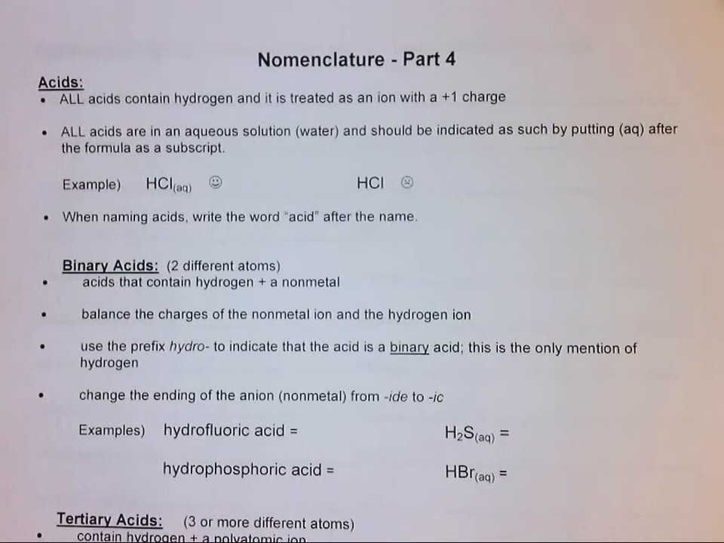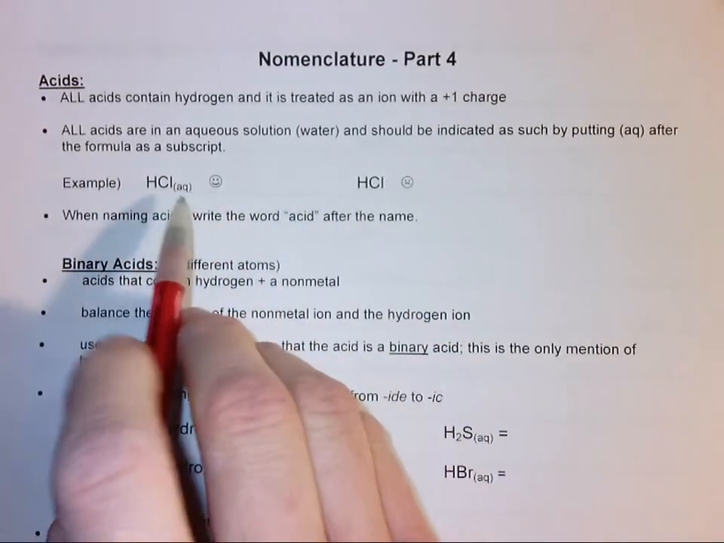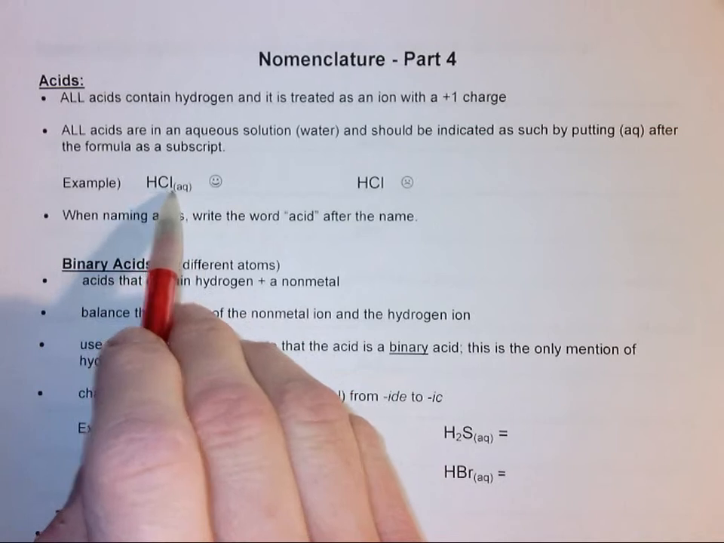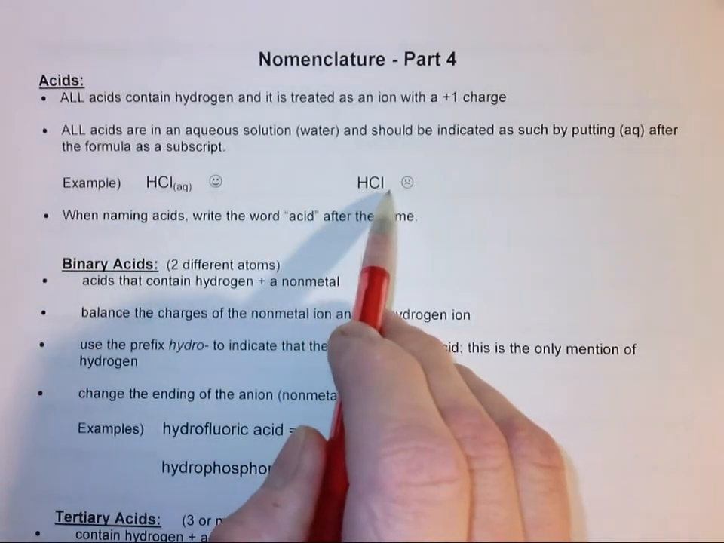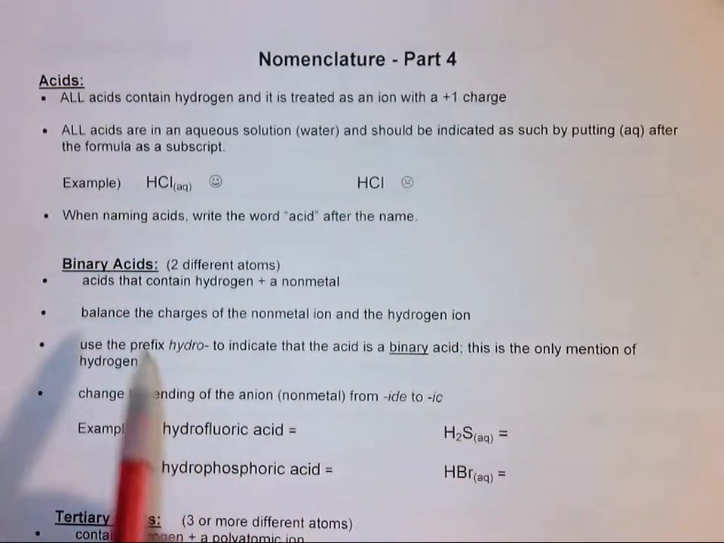All acids for our nomenclature purposes contain hydrogen, and the hydrogen is treated as an ion with a +1 charge. All acids will be in an aqueous solution, meaning they'll be in water, and that should be indicated by putting AQ after the formula as a subscript. So just an example of what it should look like when it's written properly: HCl(AQ) is a correct way to write an acid formula. HCl without the AQ is not correct.